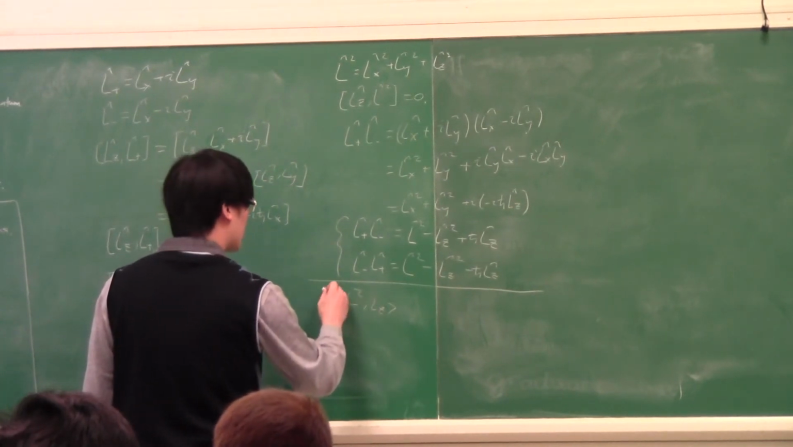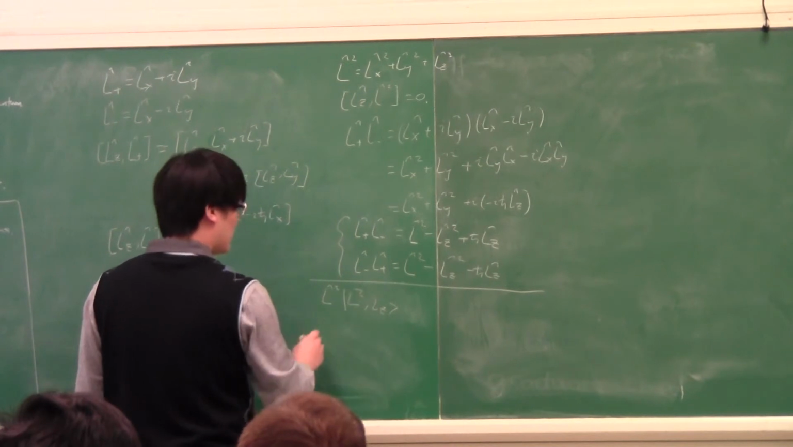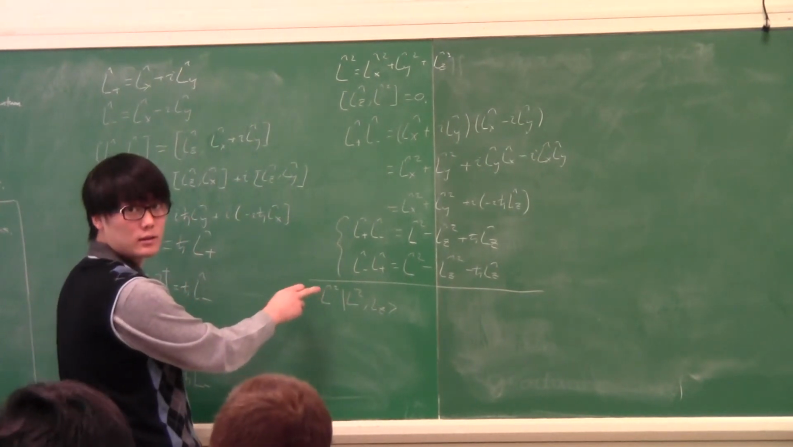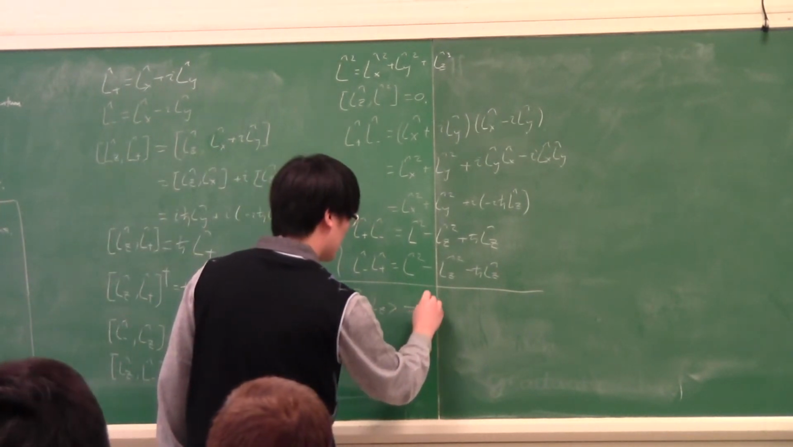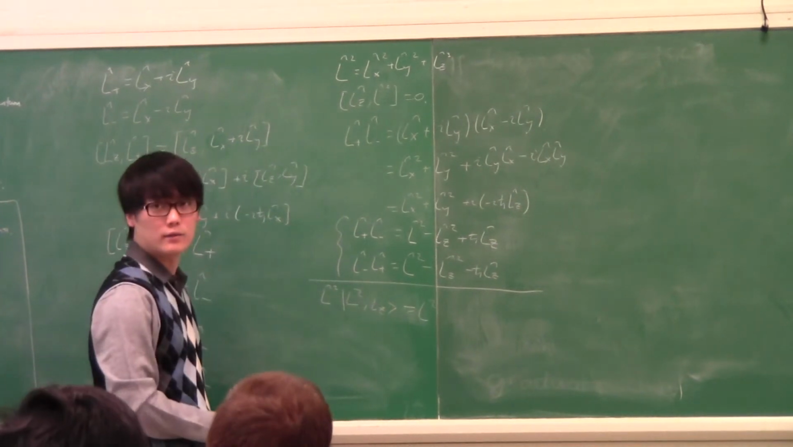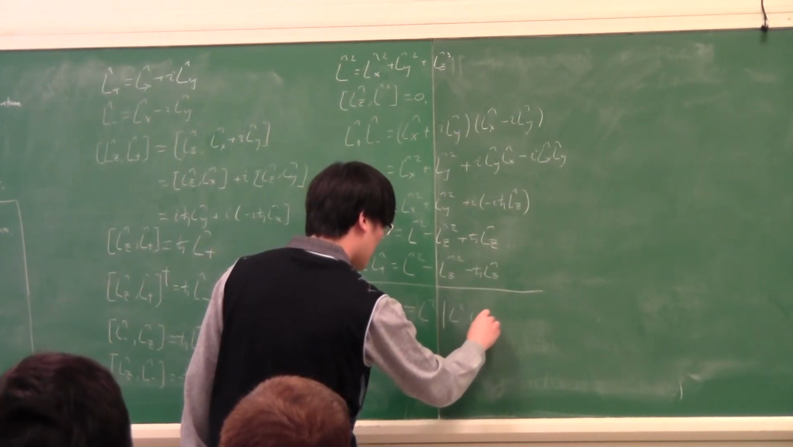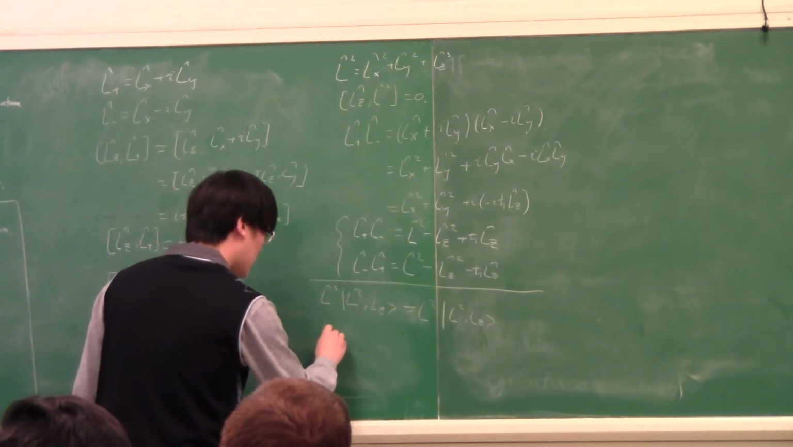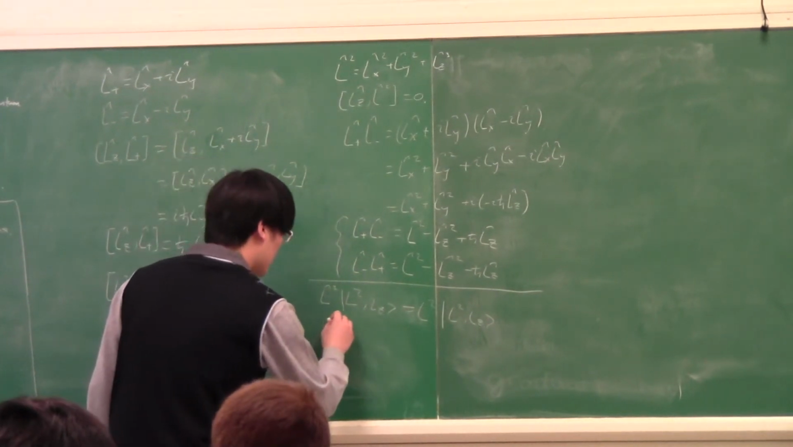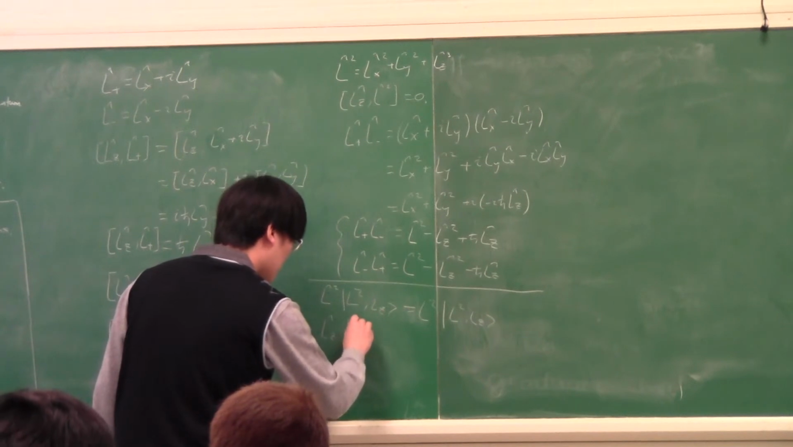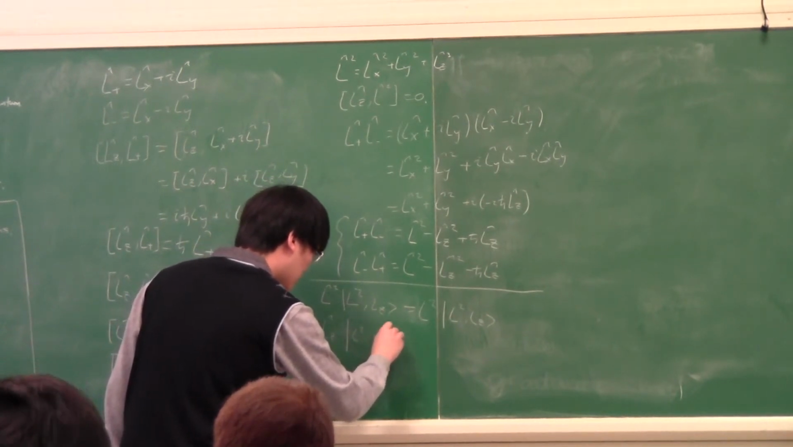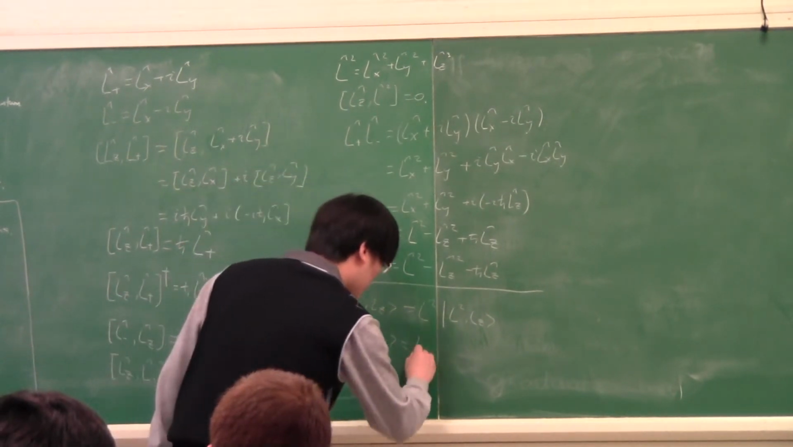And the action of L squared, and remember this is the operator, is equal to picking out the eigenvalue L squared. And then the action of Lz is just picking out the eigenvalue Lz.